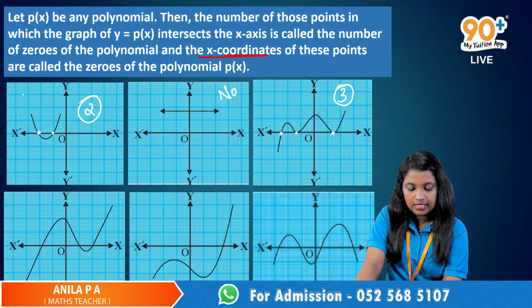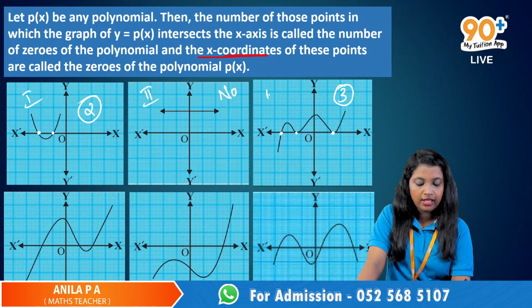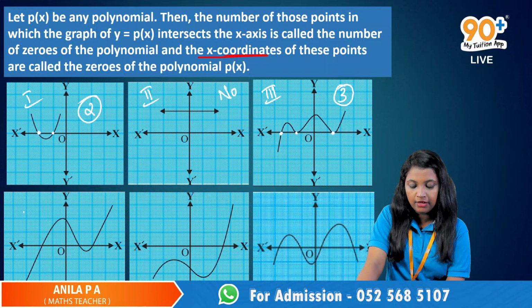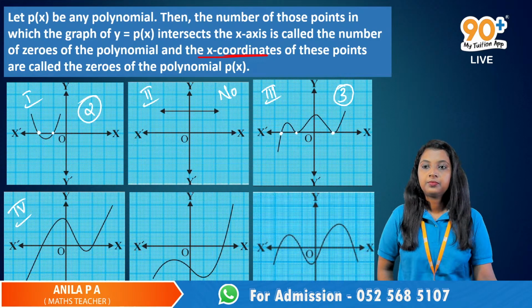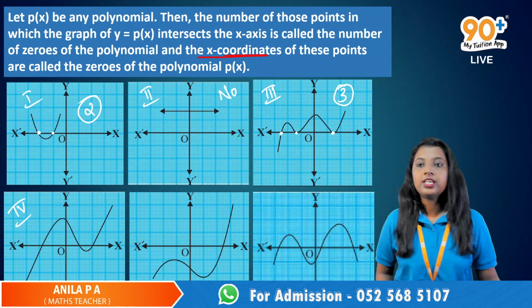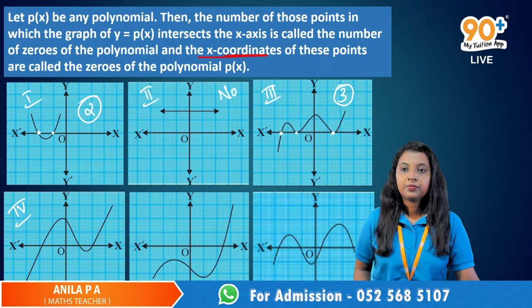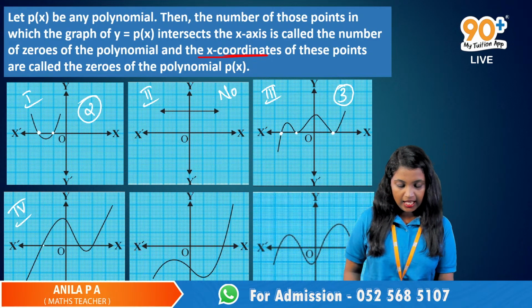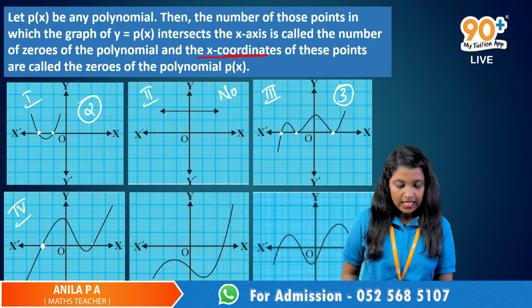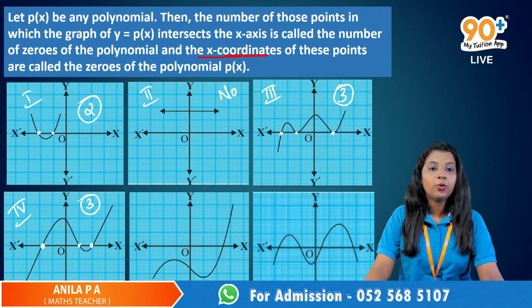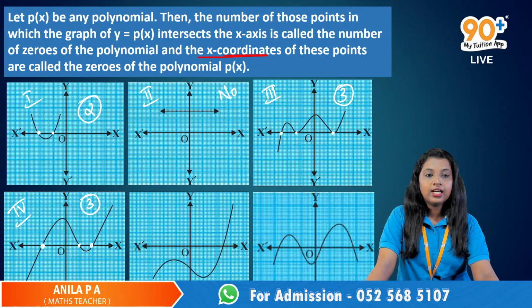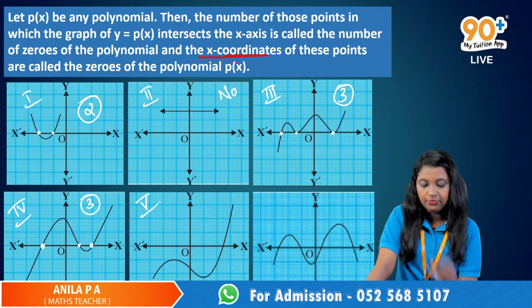This is first, second, third and fourth. Now, let's consider the fourth graph. What about the fourth one? Yes, Roshni. 3. Here also we have 3 points of intersection. Therefore, the number of zeros is also equal to 3. Now let's consider the fifth graph.